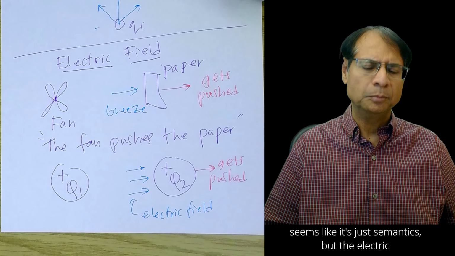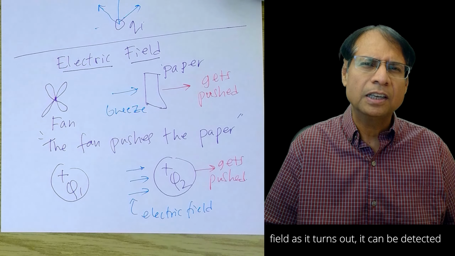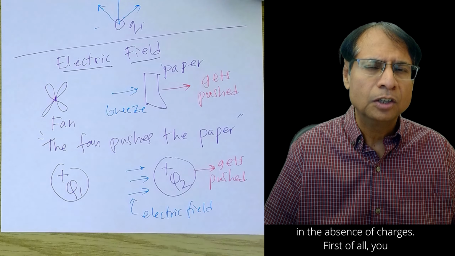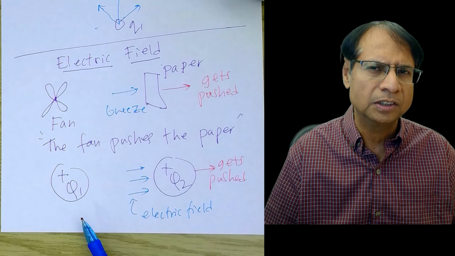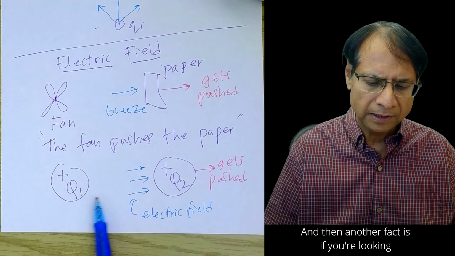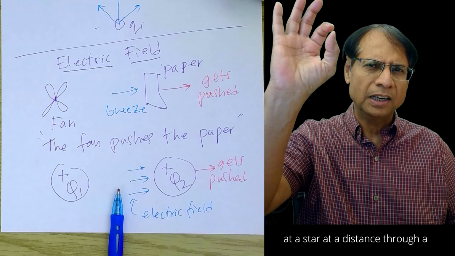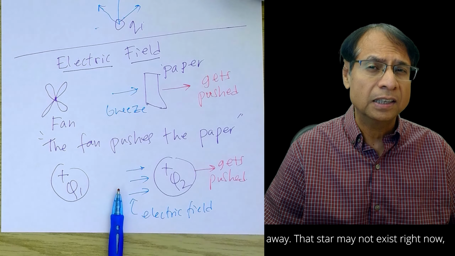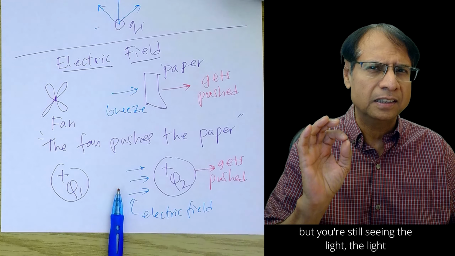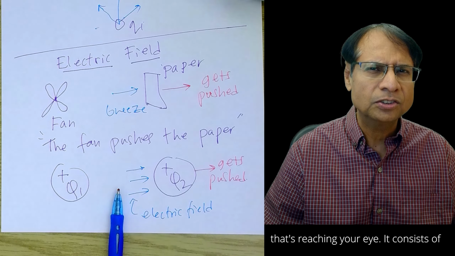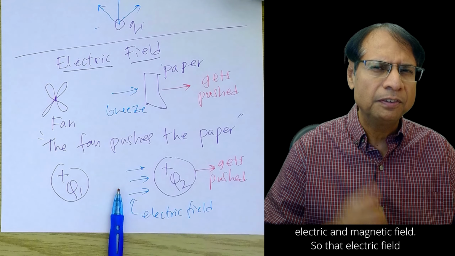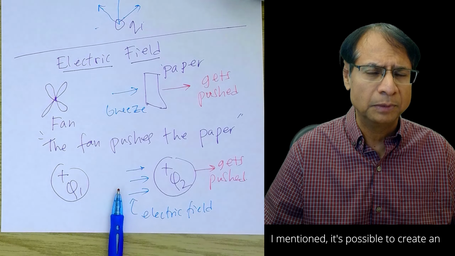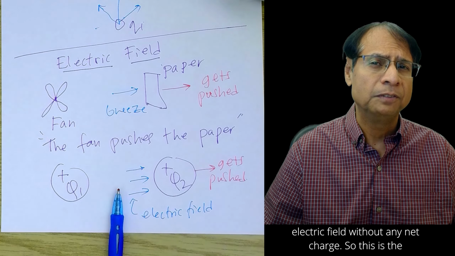So it seems like it's just semantics, but the electric field, as it turns out, can be detected separately, and it can have an existence even in the absence of charges. First of all, you can create an electric field without any charge, something we'll discuss a little bit later. And then another fact is, if you're looking at a star at a distance through a telescope, that star could be millions of light years away. That star may not exist right now, but you're still seeing the light. The light that's reaching your eye consists of electric and magnetic fields. So that electric field has an existence of its own, separately from the charge that caused it. And in fact, as I mentioned, it's possible to create an electric field without any net charge.